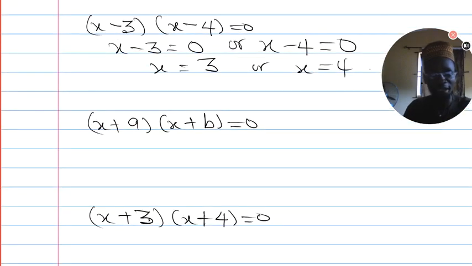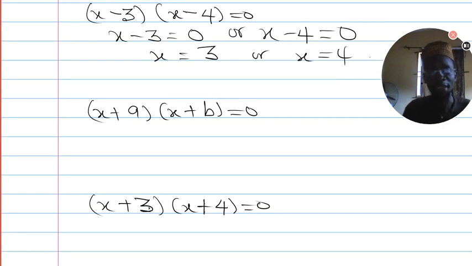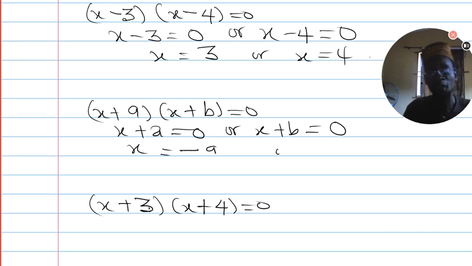Now look at this one, (x + a)(x + b). It means x + a = 0, or x + b = 0. x = -a, or x = -b.